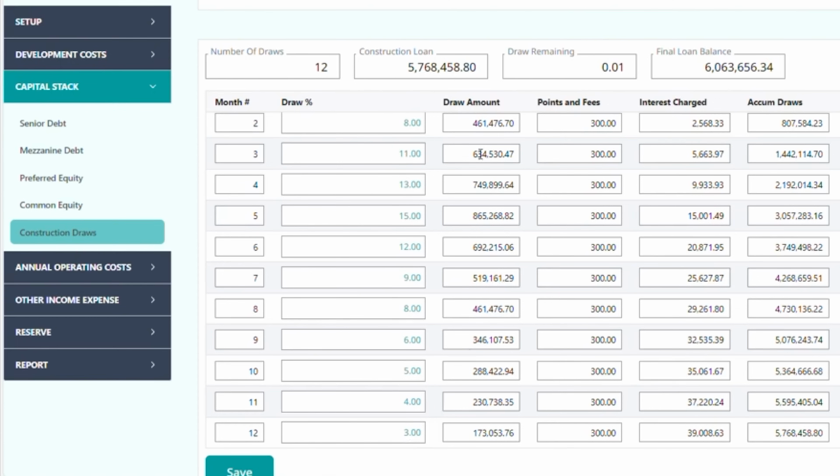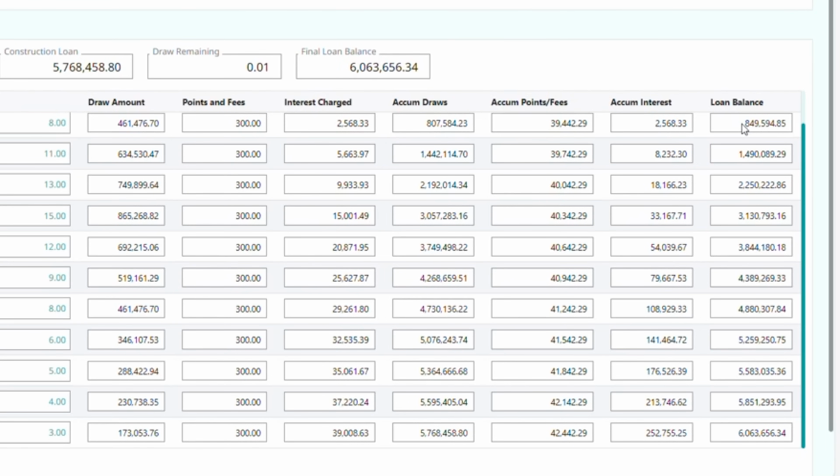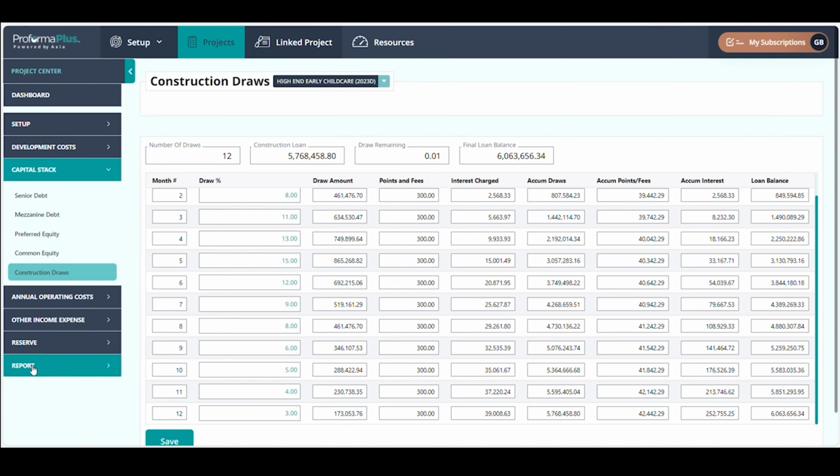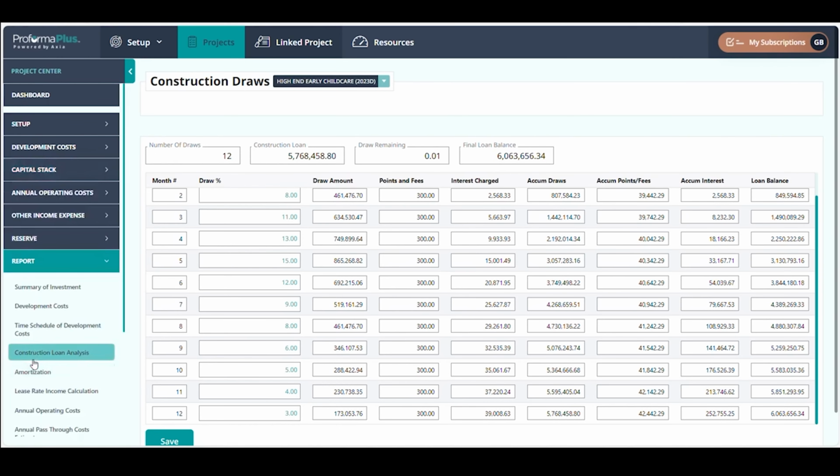And you'll see that we have a draw amount, and then we have points and fees that might be applied, and then the interest, and every time that interest is carried over to accumulated draws till ultimately your loan balance increases as you're drawing down on your construction loan. So as we go to my report, I'm going to go down to the construction loan analysis to show you a graphical interpretation of just what this means.